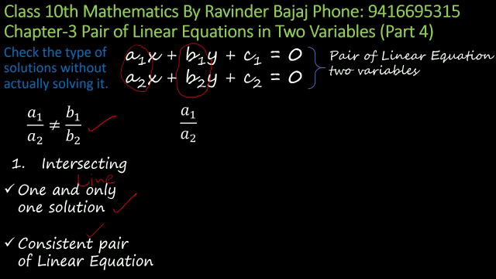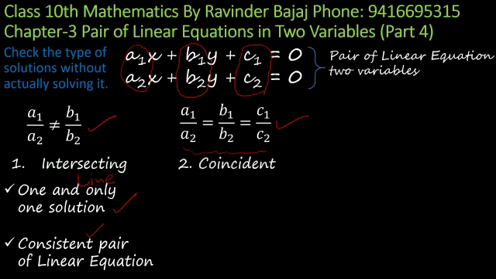Second one is if a1 upon a2 is equal to b1 upon b2 and it is equal to c1 upon c2 also. So c1 and c2 are the constant values. If this condition is true, then these two lines will be coincident lines.